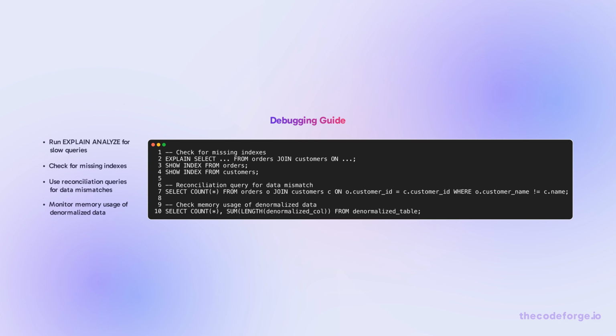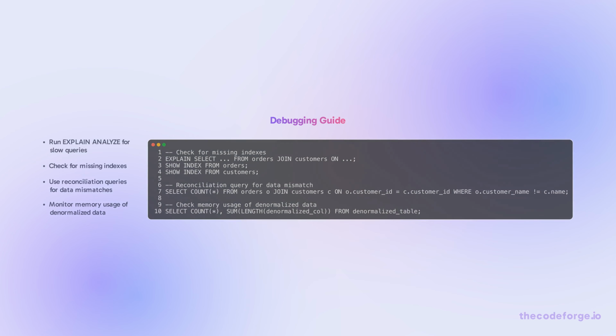Here's how to diagnose and fix common issues. For slow queries, use Explain Analyze to identify full table scans and add missing indexes. For data mismatches, run a reconciliation query to find discrepancies. For memory issues, check the size of denormalized data in memory and add limits.